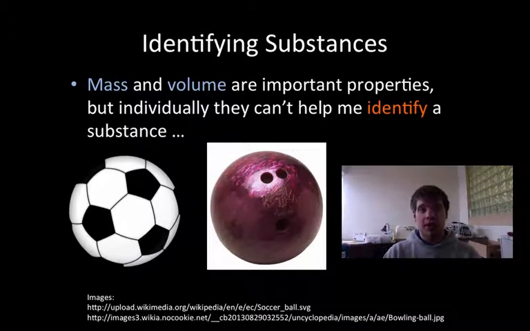On the other hand, if I just had two objects where I knew their volume, that's not going to help me identify the substance either, because let's say a soccer ball and a bowling ball. Well, a soccer ball and a bowling ball are roughly the same size. They occupy the same amount of space. They have the same volume, but they're two completely different substances. So mass and volume by themselves don't help me to identify what a substance is made of.